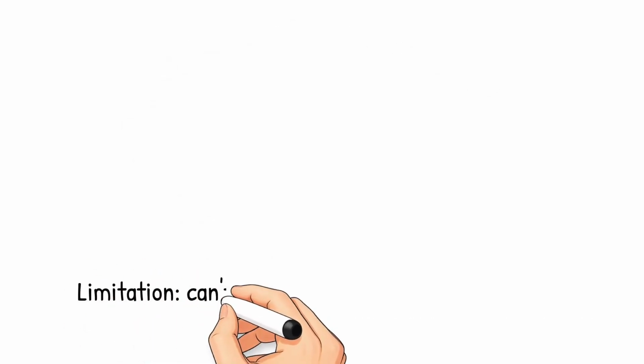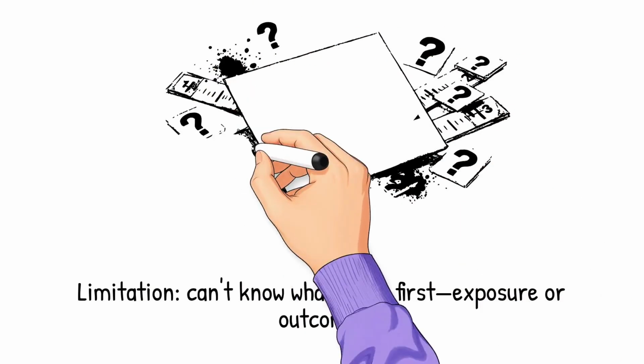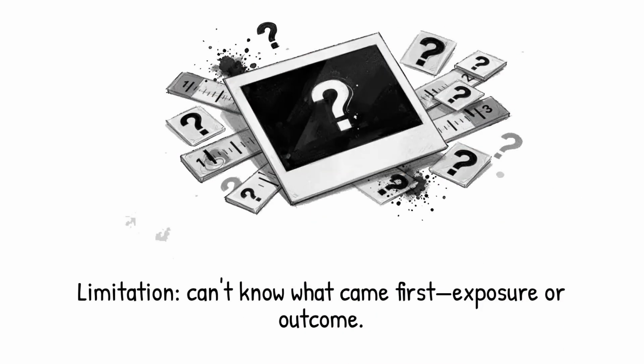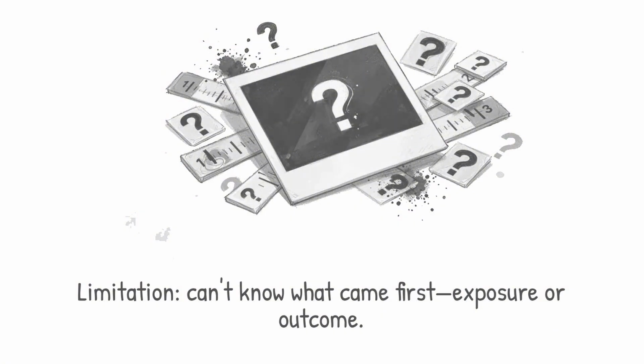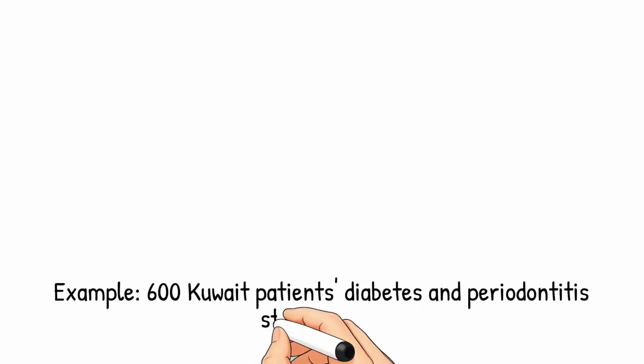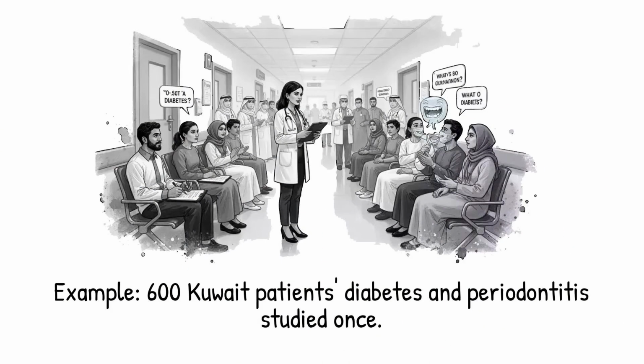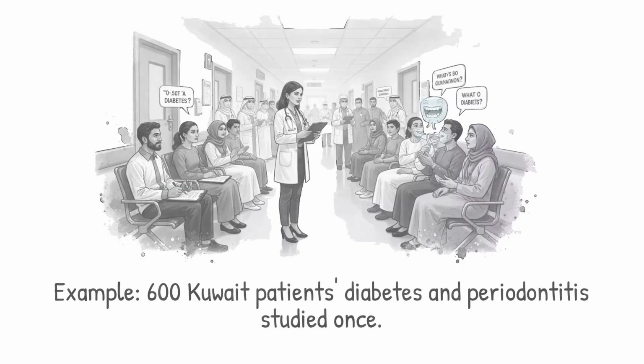The limitation, you cannot establish which came first, the exposure or the outcome. This is called the temporal problem. You see the photograph, but you don't know the story before it. Real example, a researcher examines 600 patients in Kuwait in a single visit. They record periodontal status and ask about diabetes diagnosis and glycemic control.